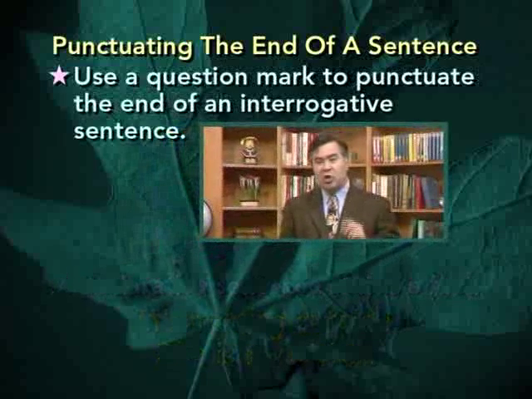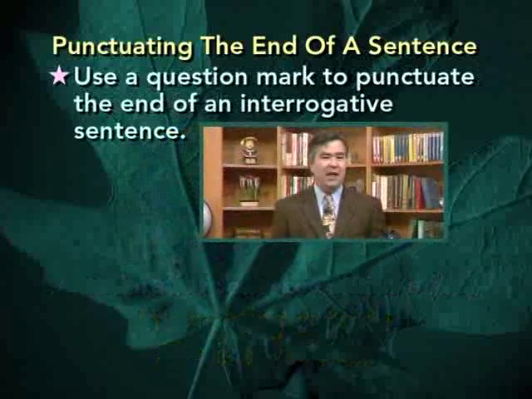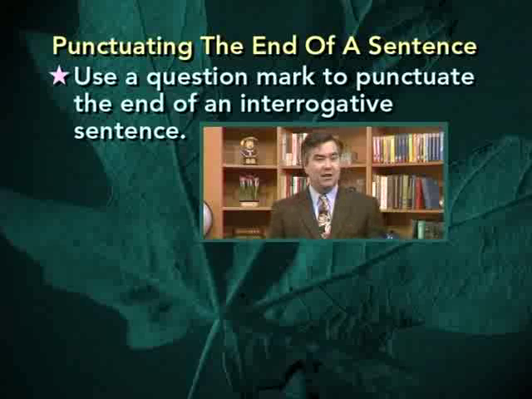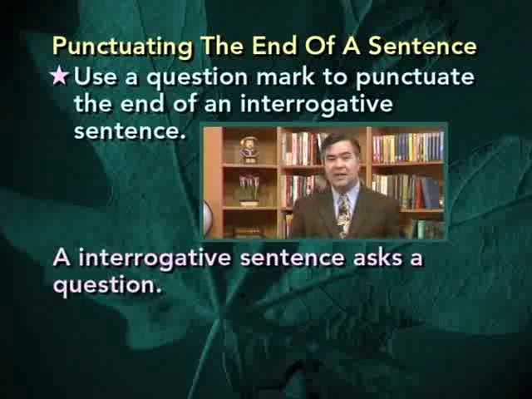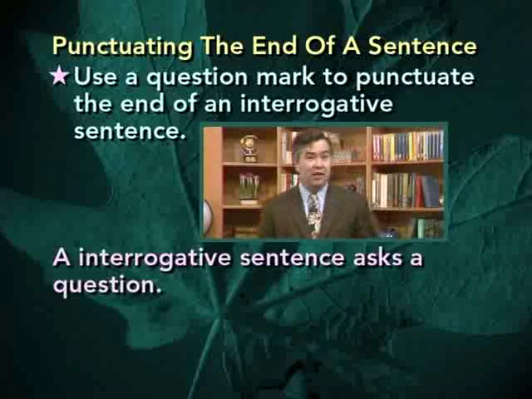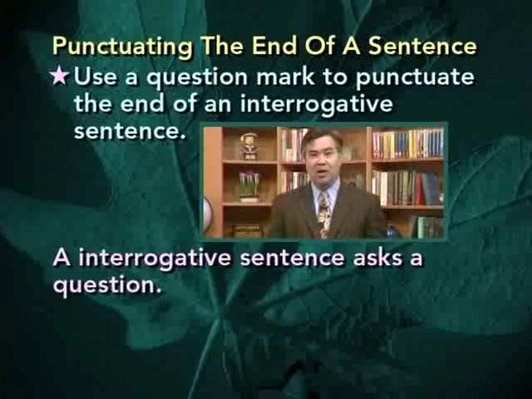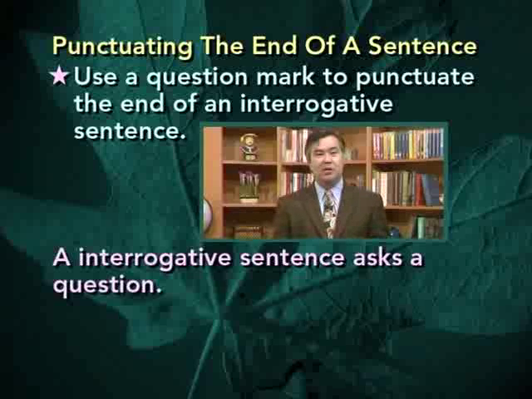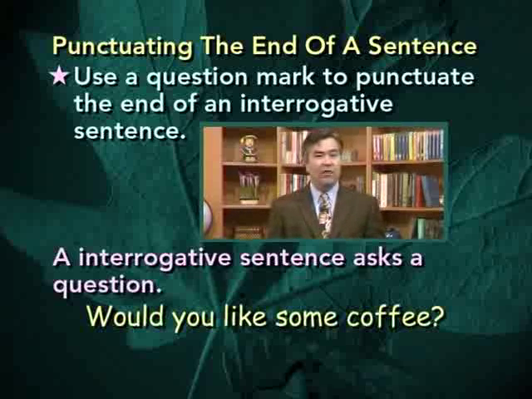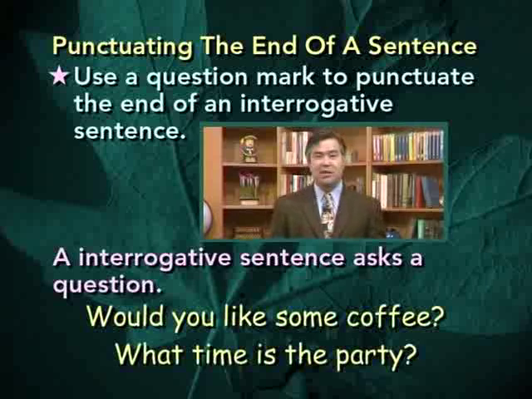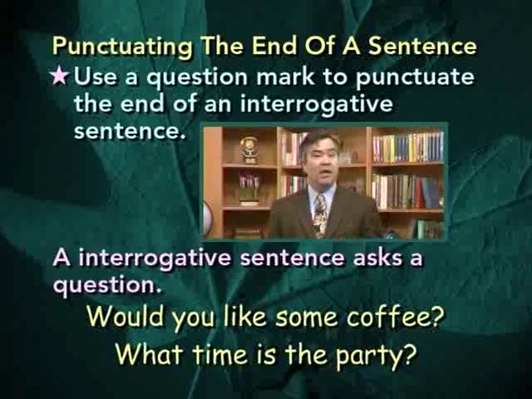Next, use a question mark to punctuate the end of an interrogative sentence. An interrogative sentence asks a question. Appropriately enough, it's marked at the end with a question mark. Here are a couple of examples. Would you like some coffee? What time is the party? Both of these sentences are interrogative sentences.